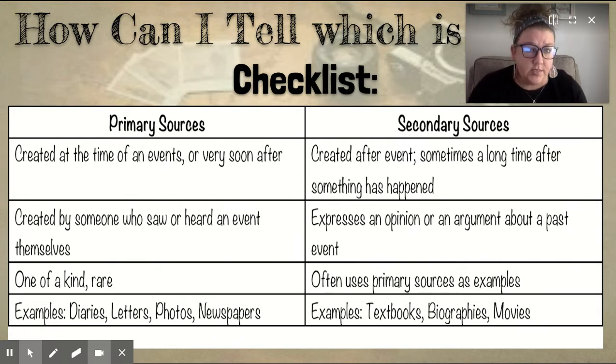Opinion sometimes makes you feel like it's full of bias. And secondary sources, like I said, have bias. But it is an analysis of the event. It is us looking at history critically and coming to a conclusion. But we weren't there, so we can't say with exact certainty exactly how it happened, but how we're interpreting it. Often they use primary sources as examples, and they use primary sources to help inform them. Textbooks, biographies, documentaries, movies.